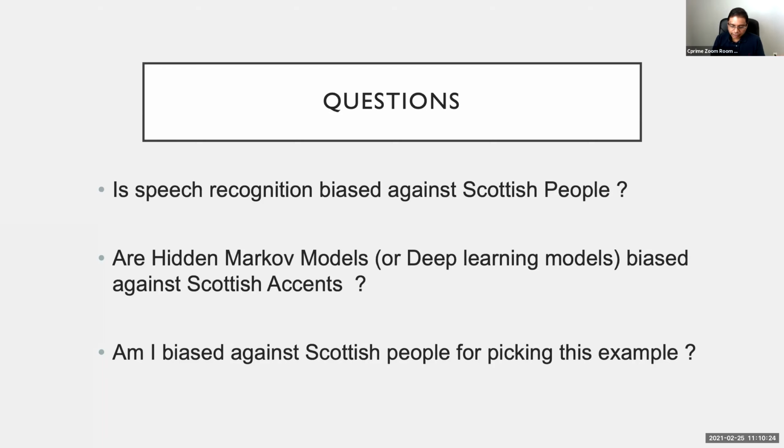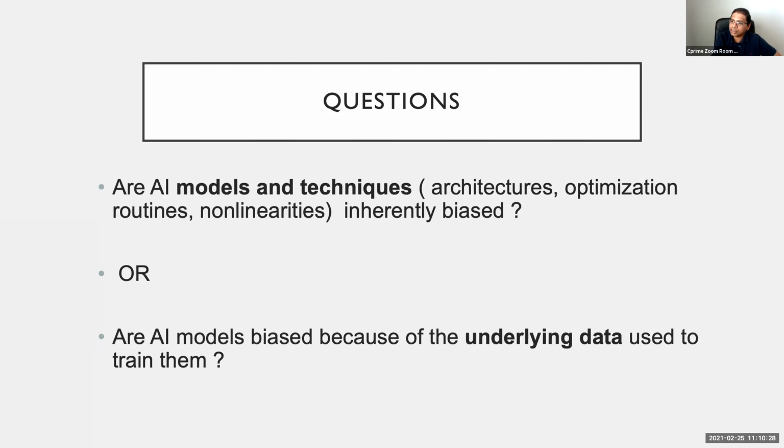And so the question is a little bit deeper if we go into AI models in general. Are the models and the techniques, basically the optimization techniques, the architectures, the nonlinearities that we use in AI, inherently biased against a set of people or a set of training examples, or is it the underlying data that is being used to train them that is biased? The answer to this question is not 100% clear yet. A lot of people basically believe that it is the underlying data that is causing the bias. However, there is, again, no existential proof that the models themselves can't be biased at all.